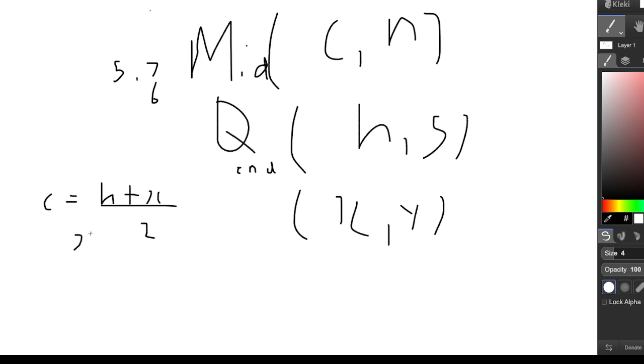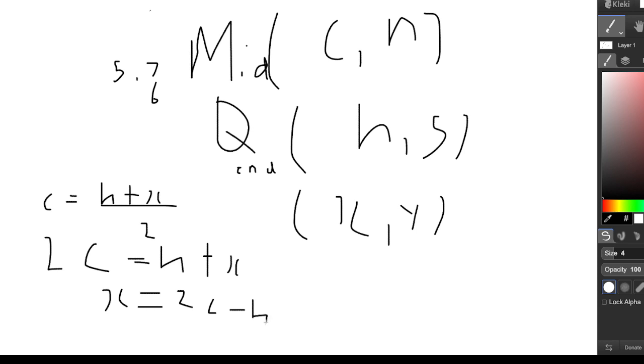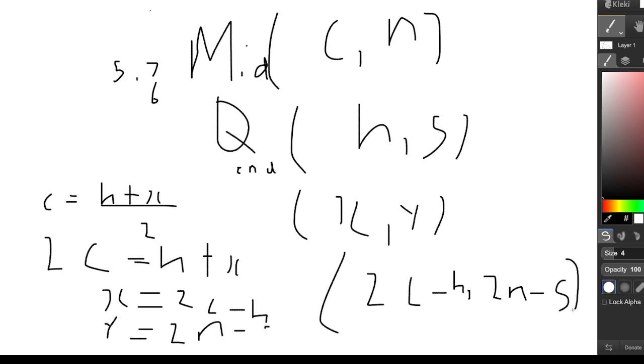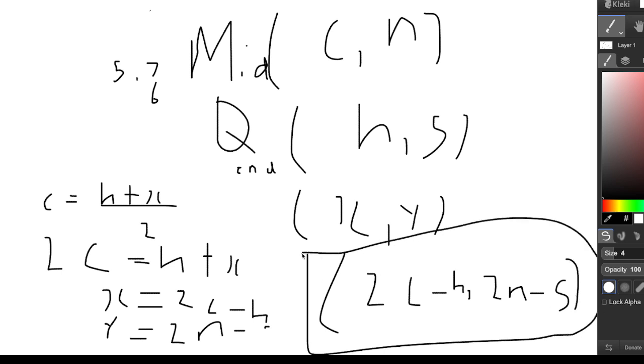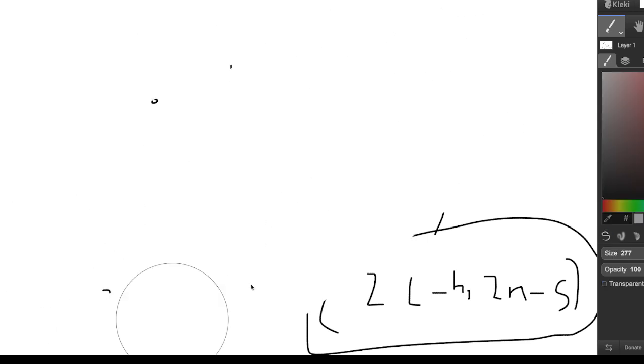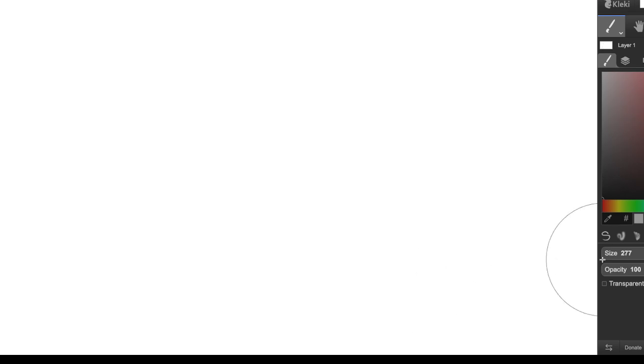So if we cross multiply by 2 on both sides, we'll get 2C equals H plus X. So X equals 2C minus H. And by that deductive reasoning, Y equals, you can calculate yourself, 2 times N minus S. So there we go. It's 2C minus H, comma, 2N minus S. Just like so. Alright? Got that? Good, good, good. Couldn't be better.